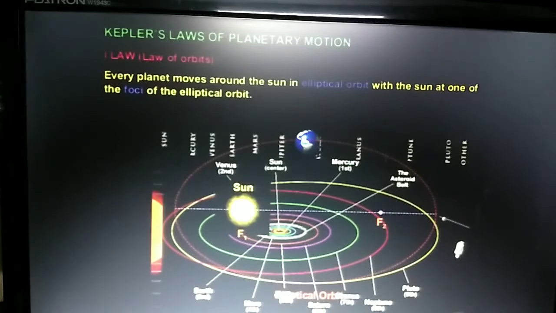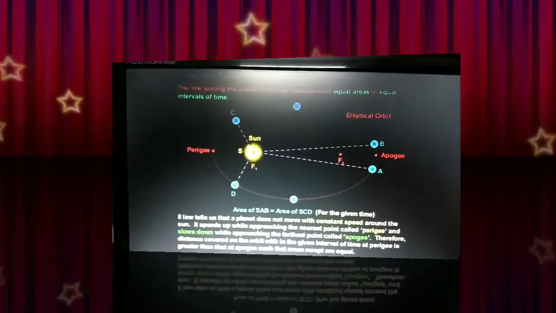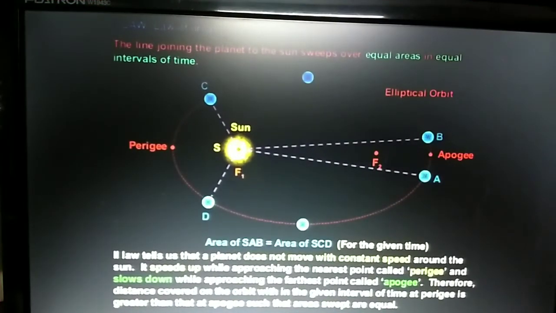In last class what we have studied, once again repeating Kepler's laws of planetary motion. The first law of planetary motion is also known as law of orbits. This states that every planet moves around the sun in elliptical orbit with the sun at one of the foci of the elliptical orbit. Elliptical orbits will have two foci, F1 and F2.